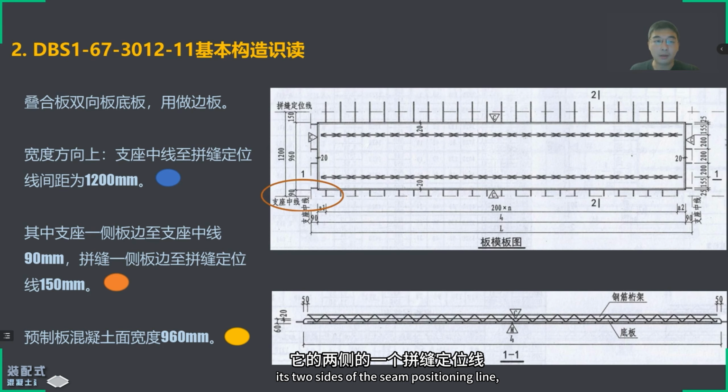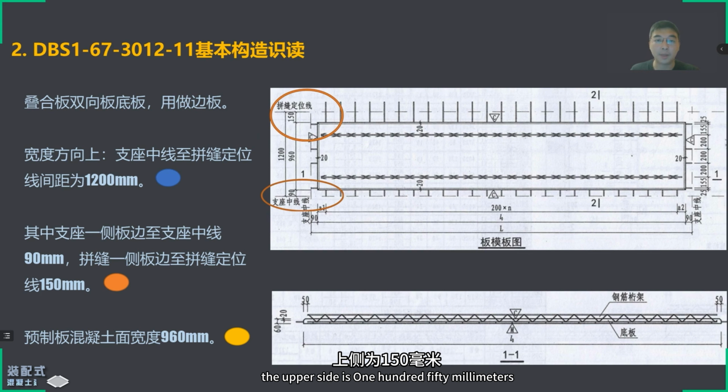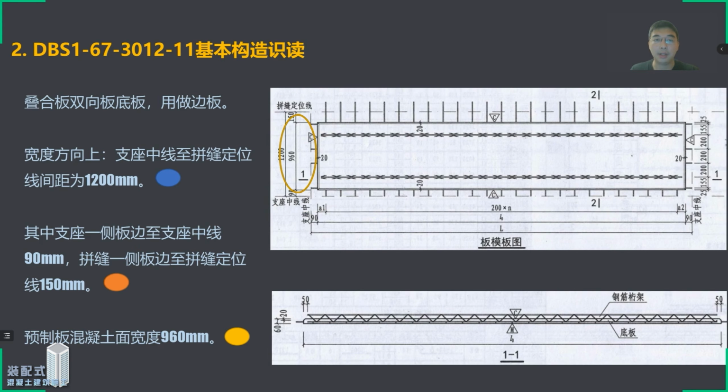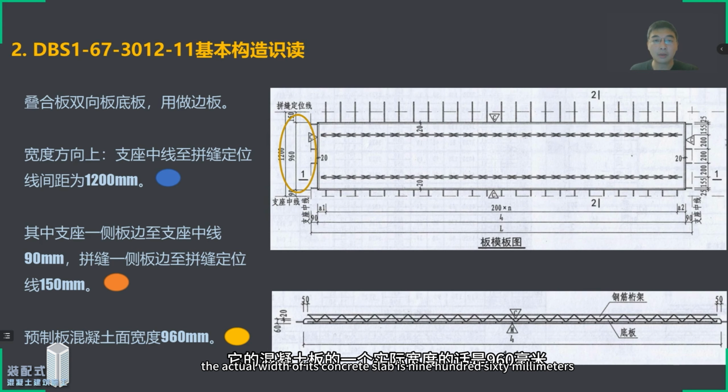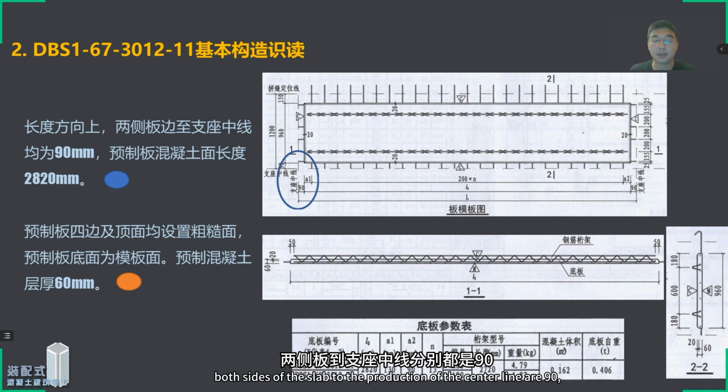It's two sides of the seam positioning line. We can see through here, the lower side is 90 millimeters. The upper side is 150 millimeters. The actual width of its concrete slab is 960 millimeters. Then we look at the length direction. Both sides of the slab to the production of the center line are 90.